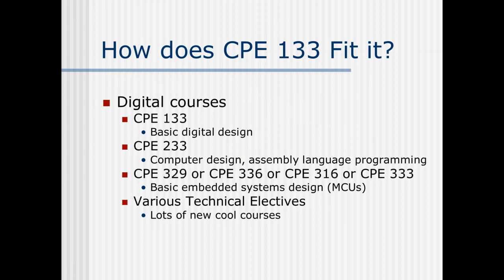In general, these are the digital courses. 133 is the first one. Then you go on to 233, which is computer design, assembly language programming. After that, you go into the embedded systems courses. So I have CPE 333 listed here, but that's an option for CPEs rather than 315. So that actually shouldn't be here. But after this 233, you're going to take an embedded systems course. And as time goes along, there are going to be lots of new great technical electives here. We've got some really young, up-and-coming faculty that are way into it, and you will not be unpleased, particularly as time goes along and CPE gets established.